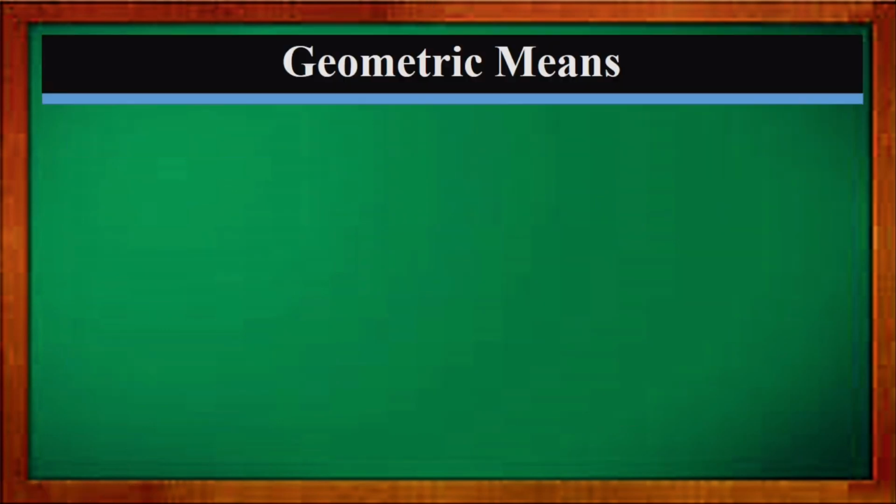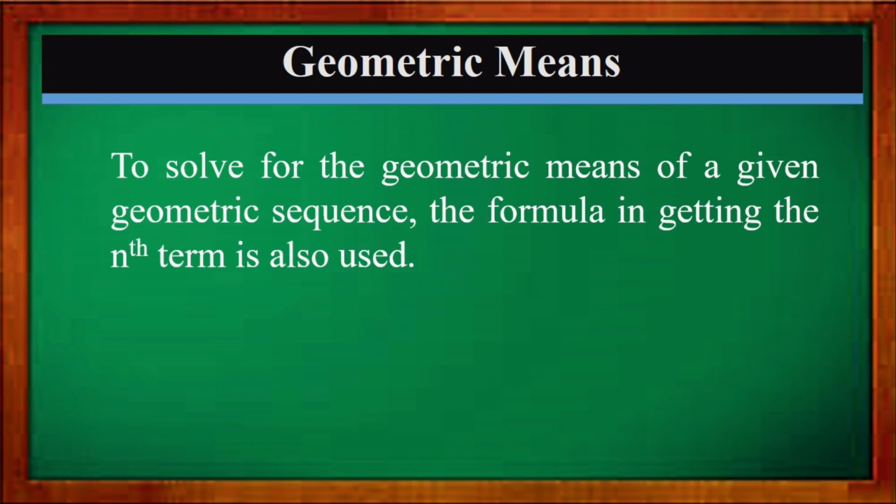Under the geometric sequence, we also have to study what we call geometric means. So what do we mean by geometric means, and how are we able to solve for the geometric means of a sequence? That is what we are going to discuss. To solve for the geometric means of a given geometric sequence, the formula in getting the nth term is also used. The formula is a sub n equals a sub 1 multiplied by r raised to n minus 1.